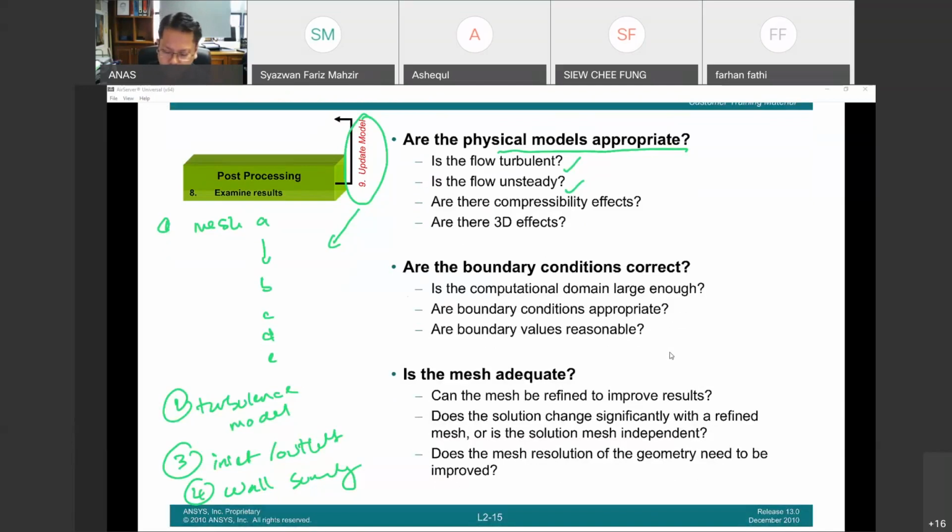Are the boundary conditions correct? This is what we discussed last time. How big should your domain be? That's for you to decide. Let's say you started with a domain this big, then later on you realize that the flow is not passing through, or the flow just stops over here. Then you need to extend your domain. Are the boundary conditions appropriate, and are the values reasonable?